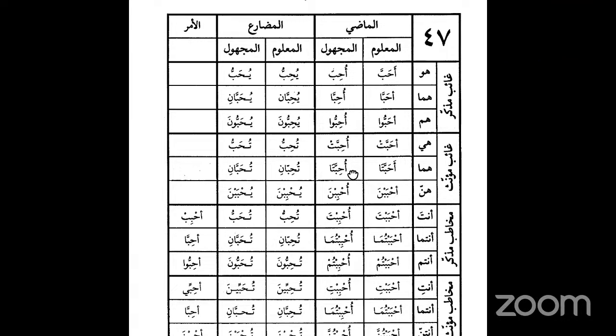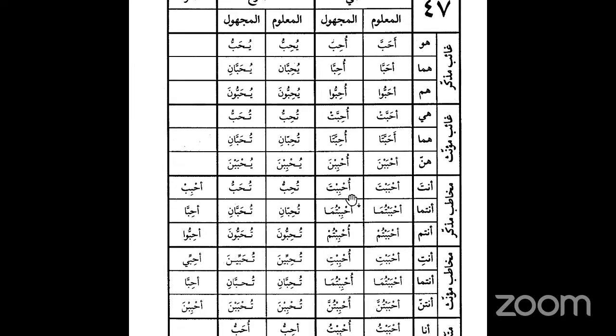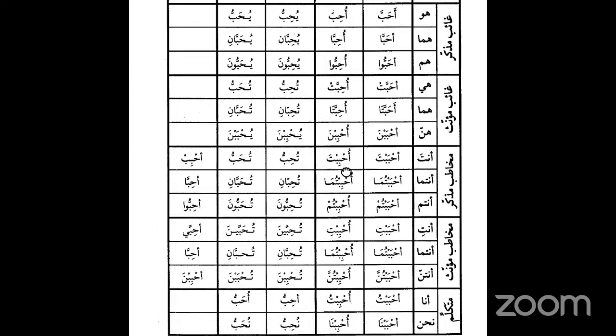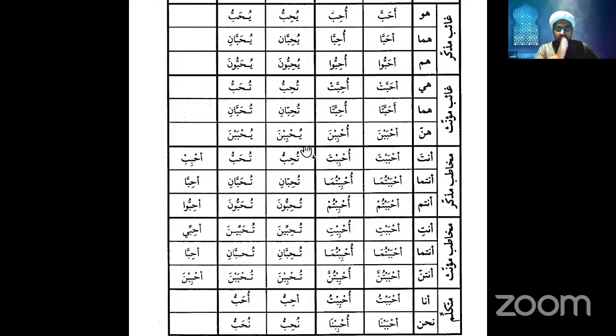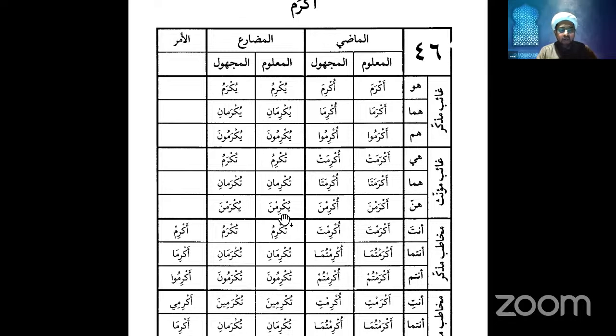Huma yuhibbani, hum yuhibbuna, hiya tuhibbu, huma tuhibbani, hunna yuhbibna. Just one second now. Hunna yuhbibna. Remember that the plural feminine goes back to the original pattern or scale on which this verb is being conjugated. So if you go over here now, yedeke, yuk rimna.